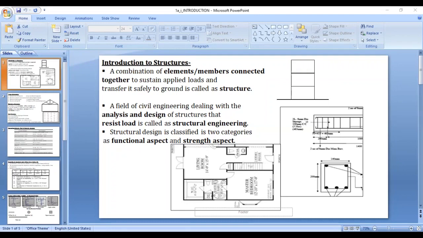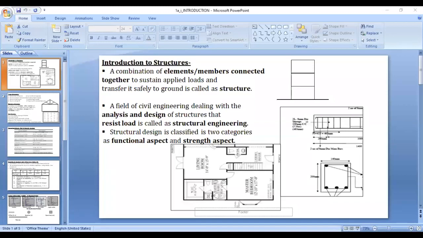Then the structural design is classified into two categories: functional aspect and strength aspect. Now in our subject, that is design of steel structures, we will be designing steel structures. Here in the diagrams, we have two diagrams. The first one is the plan of a structure and the second one is the structural detailing. And the third one is the elevation of the structure.